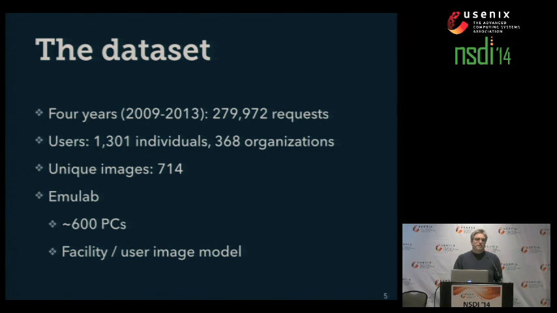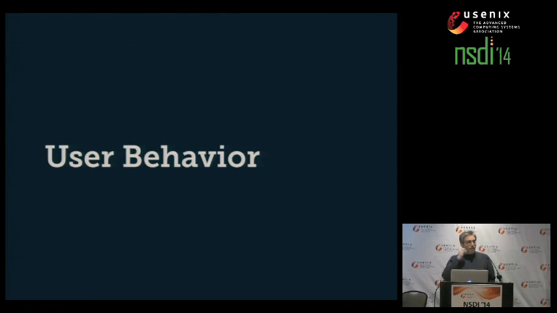Emulab is what you might consider a small to medium scale data center. It currently has about 600 physical PCs in it. The disk imaging model that it uses is a facility-user image model, where the facility itself provides a set of standard disk images with popular Linux distributions, various versions of Windows, et cetera. In many cases, users come and customize those base images, make some changes to them, and then create their own snapshots. The facility images are public; anyone can use them. The user images can be made public, but typically they're used only by the organization that created them. So we'll start by looking at user behavior.